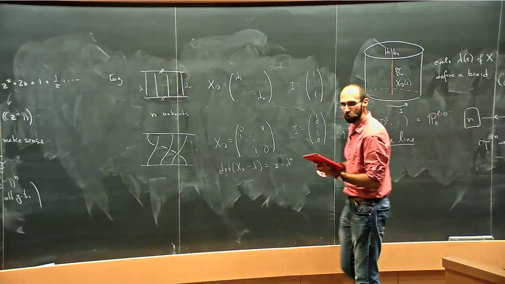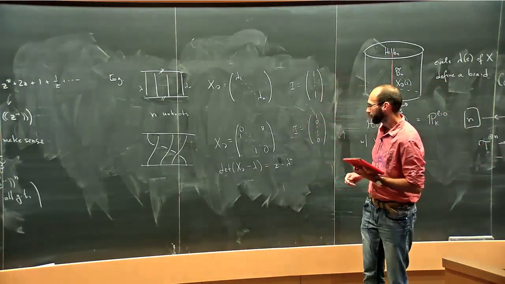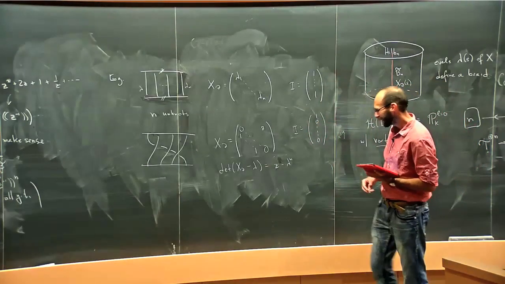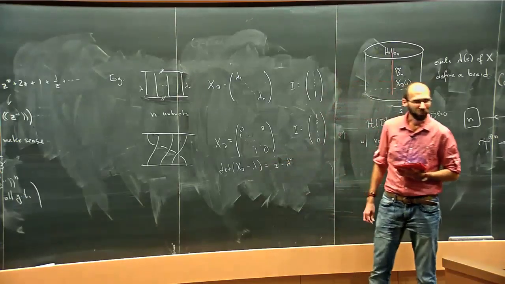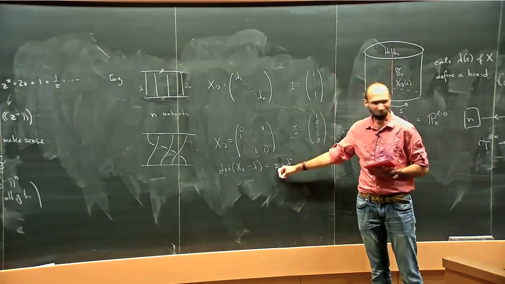What is lambda here? It's the eigenvalue. This is telling you what the eigenvalues are as functions of z.